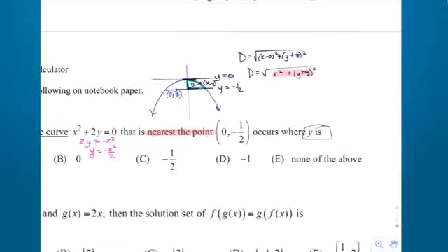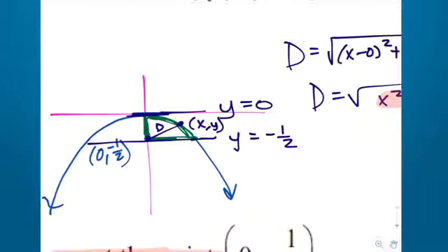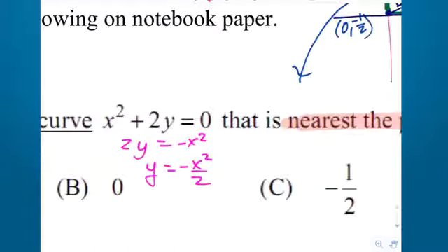So what is the constraint? What's stopping us from getting right up in (0, negative 1/2)'s face and saying, is this close enough for you? You've got to stay on the parabola. So the parabola itself is a constraint, and the equation of the parabola is the equation we're going to use.